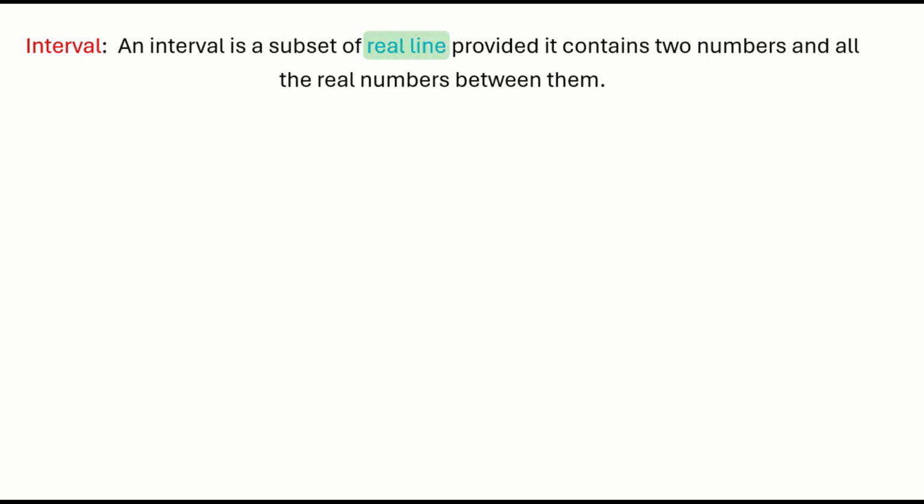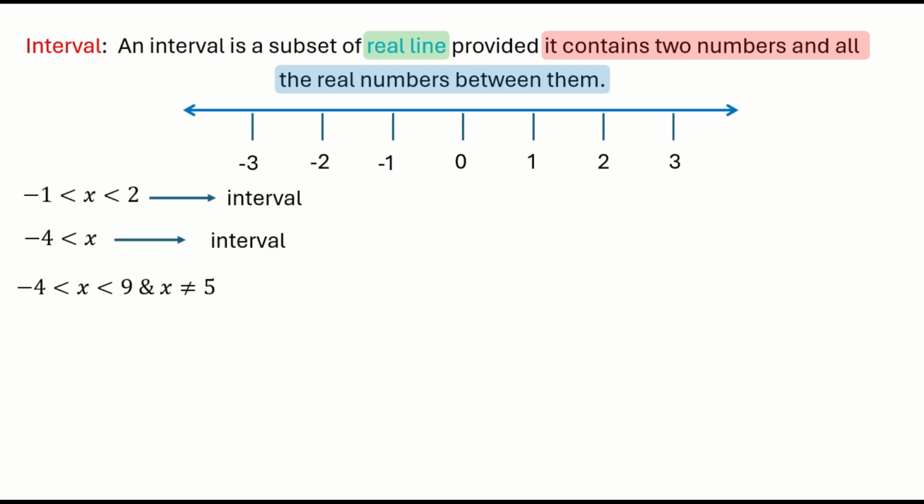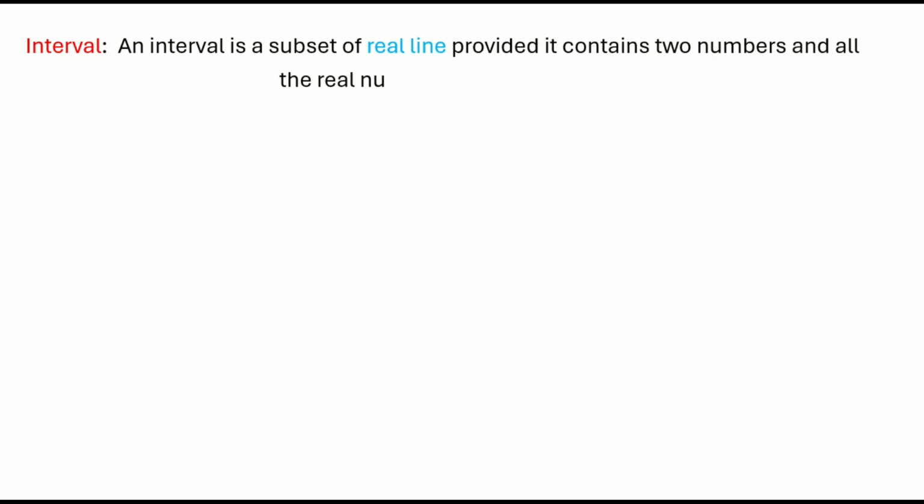In this video, I will let you know about the concepts of interval on a real line, its different forms and representations. So let me begin from the definition. An interval is a subset of the real line provided it contains two numbers and all the real numbers between them.